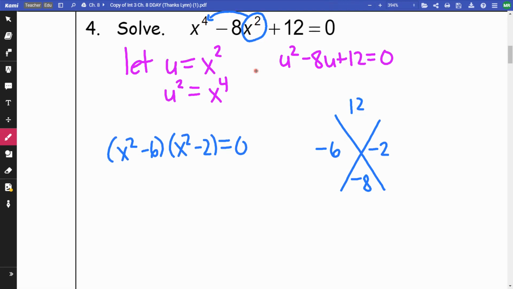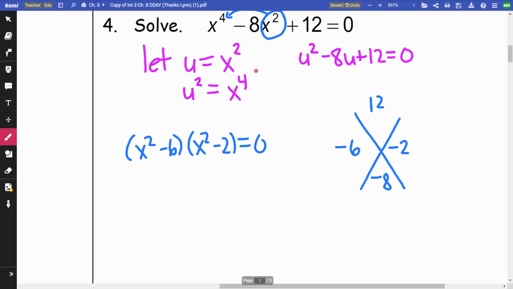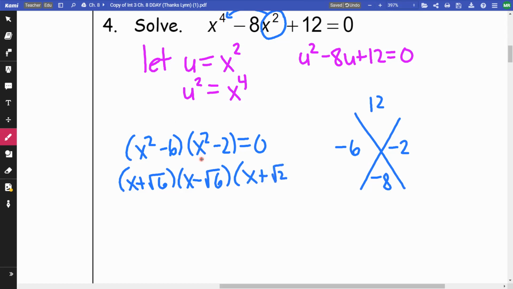And I'm going to show two different ways to think about solving this problem. One way is to look at this and go, hey, this really could be written as a difference of two squares. x squared minus 6 isn't a nice square, but I could take the square root of 6. That would be an x plus root 6 and an x minus root 6. I can do the same thing here with this x squared minus 2. It is really kind of like a difference of two squares. The square root of x squared is x, and the square root of 2 is root 2. So an x plus root 2, x minus root 2. Again, this is equal to 0.